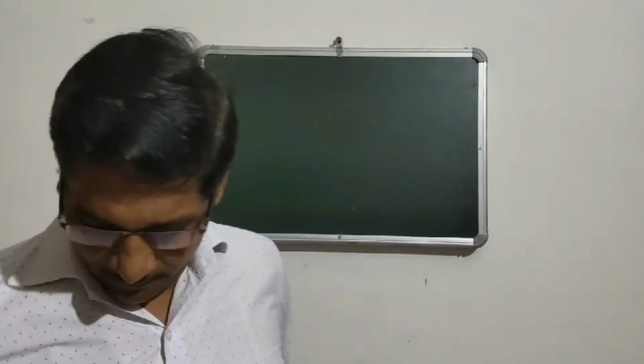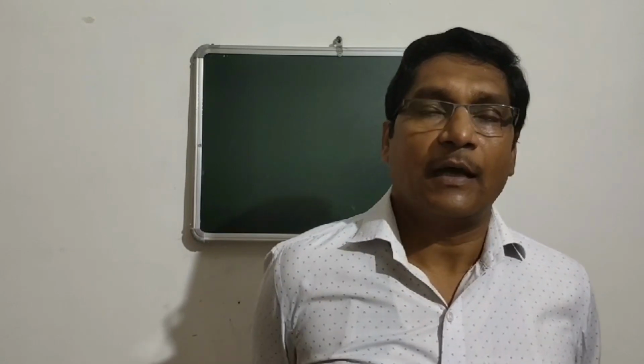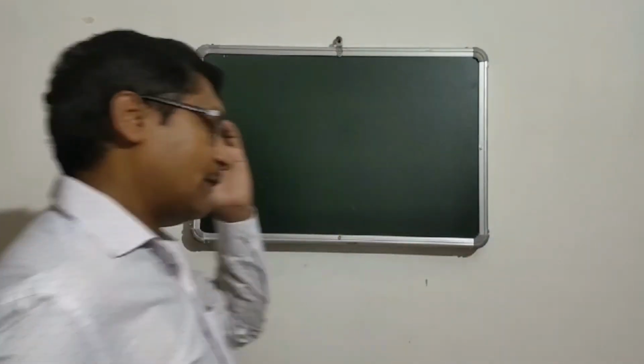The very first question that arises in our mind is: what is error? Error can be defined as the difference between the measured value and the true value of a physical quantity. I repeat, the difference between the true value and the measured value of a physical quantity is called error. Okay? Now we can discuss types of error.